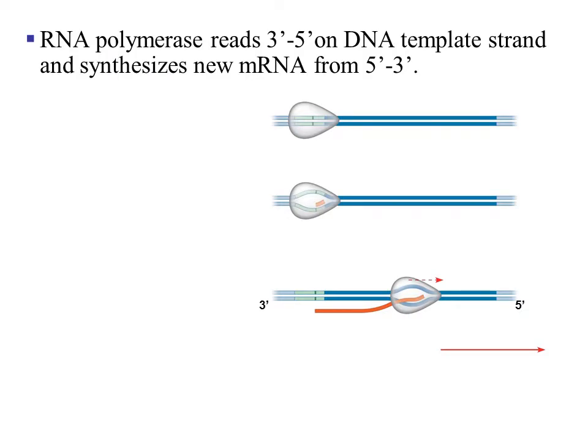RNA polymerase reads from 3 to 5 prime direction on the template strand, and it is going to synthesize a new mRNA from 5 to 3. Note in the image that you're not going to convert the blue DNA strand into a red DNA strand. You're going to make a red RNA strand from the blue DNA strand. So we don't convert DNA into RNA. We make RNA from DNA.